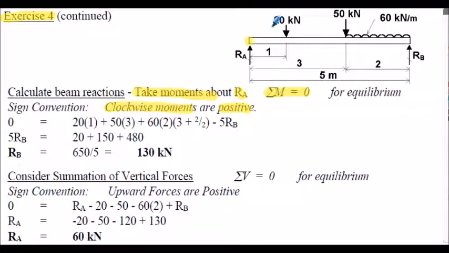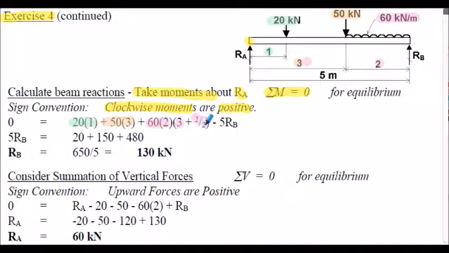So I will have 20 kilonewtons multiplied by 1 meter, that's clockwise, that's positive. I will have 50 kilonewtons multiplied by 3 meters, positive, again clockwise. And I will have 60 kilonewtons per meter multiplied by 2 meters, that's the total force here, and the distance we are away will be the 3 meters here plus 2 meters divided by 2.